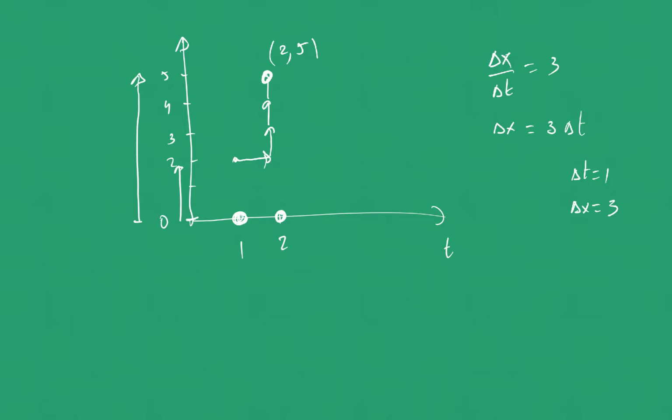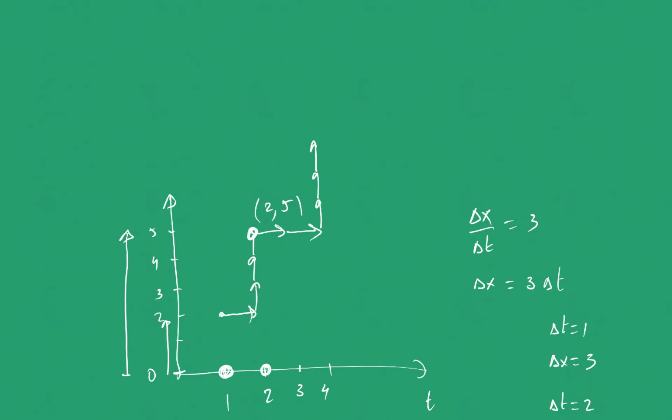Let's do it again. I move now 2 seconds in the horizontal. So if delta t is 2, delta x is 3 times delta t. So delta x will be 3 by 2, which is 6. So I will move 1 and 2 seconds. Now delta x will move 6 units: 1, 2, 3, 4, 5, and 6. So I'm here.